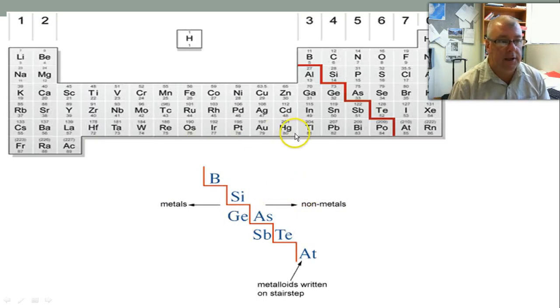Now, here's a periodic table, not exactly the same looking as yours, but it's exactly the same periodic table, of course. There's our staircase, and here's a blow up of the staircase, and so you've got your non-metals and your metals, and then you've got these guys which are metalloids. Now, we don't really go into metalloids in any great detail. You might in year 12 chemistry.